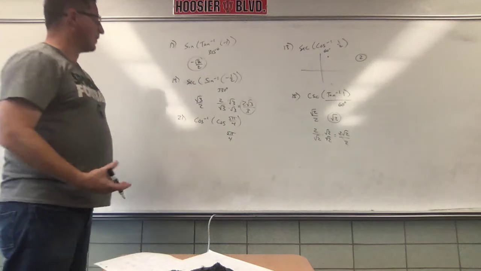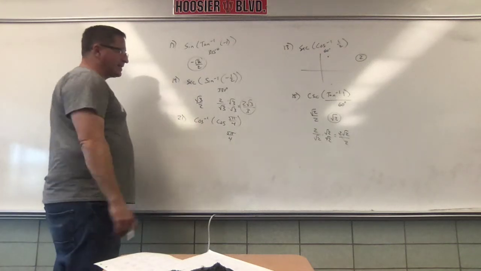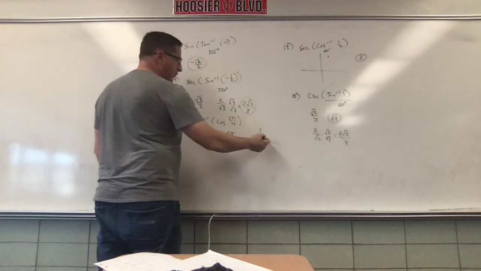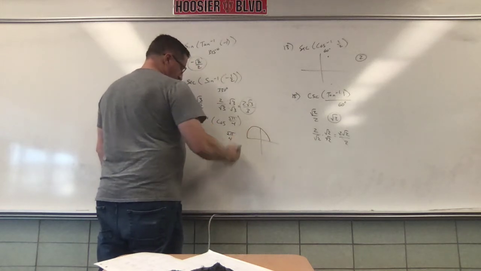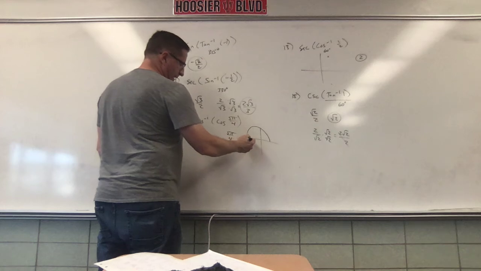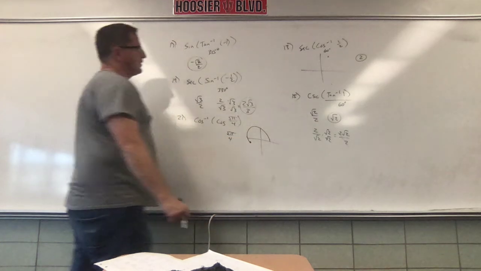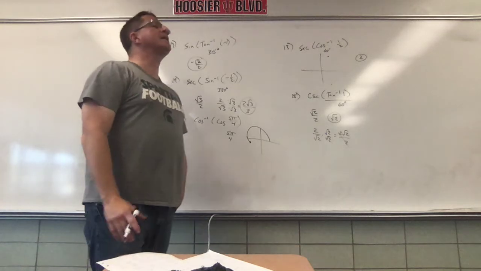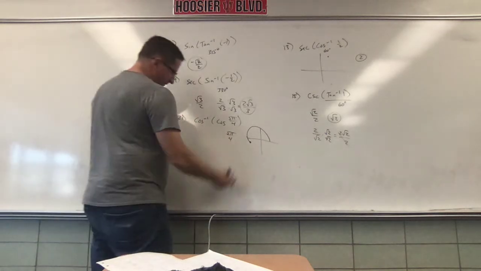We have to ask ourselves, though, for inverse cosine, remember it's got to be on the top half of the unit circle. Well, 5/4 pi. Well, 4/4 is a whole pi. So that's 4/4. 5/4 would be right up there. So are we looking in the right spot? No. It's got to be on the top half, we said. This is on the bottom half.